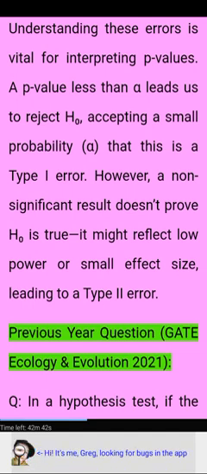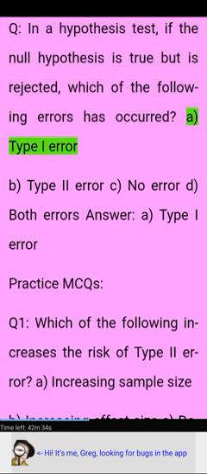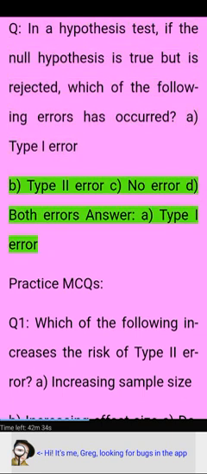Previous year question, GATE Ecology and Evolution 2021. Q. In a hypothesis test, if a null hypothesis is true but is rejected, which of the following errors has occurred? A. Type 1 error. B. Type 2 error. C. No error. D. Both errors. Answer. A. Type 1 error.